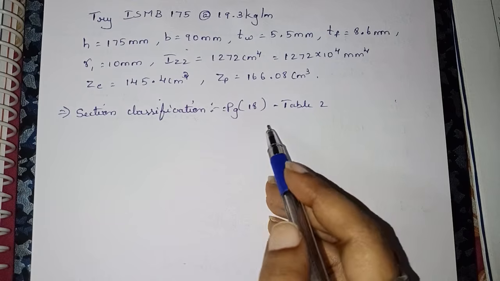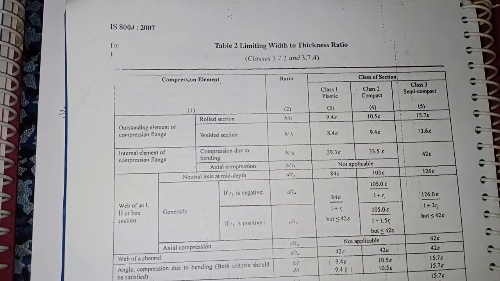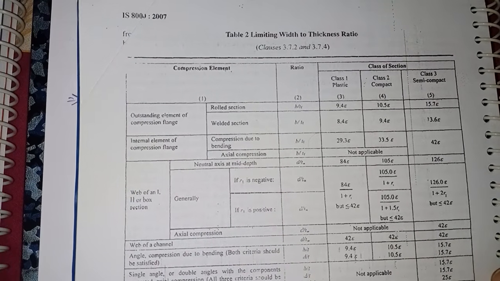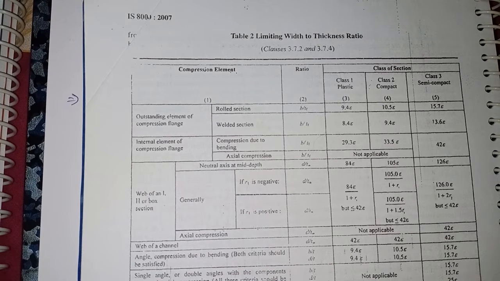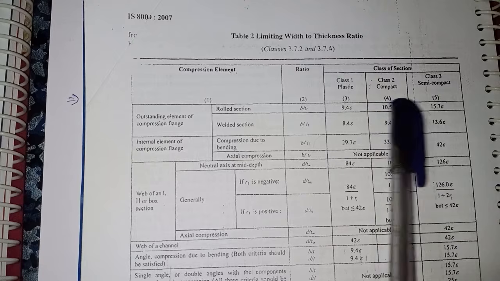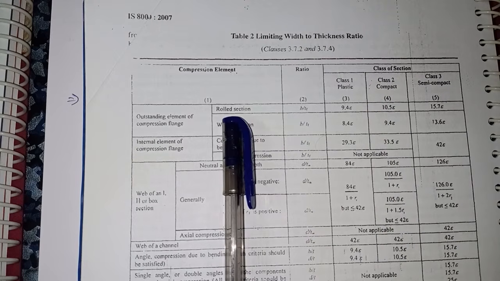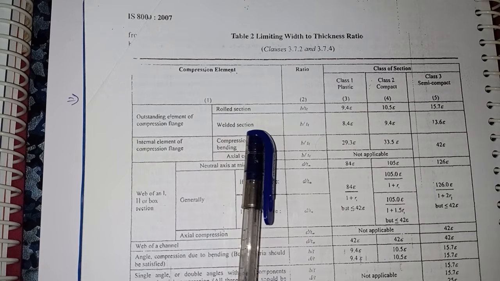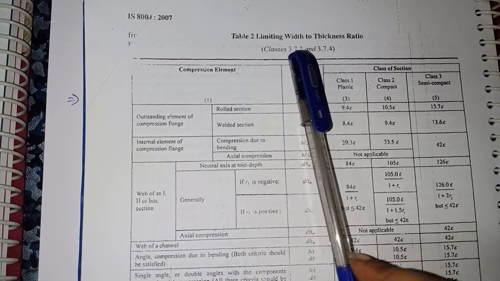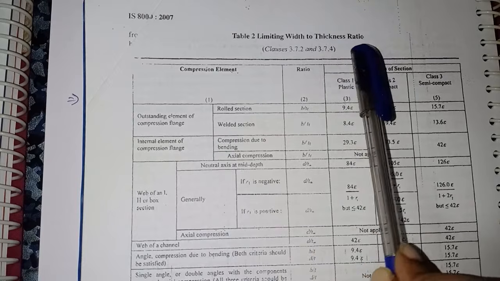You will get that in page number 18 and table number 2. So here you have table number 2, on page number 18. The section classification will be something like this. I told you it is plastic, compact, and semi-compact; these are the three types of sections. Here you have the rolled steel beam, the welded section, and the compression due to bending. Here are the limiting values.